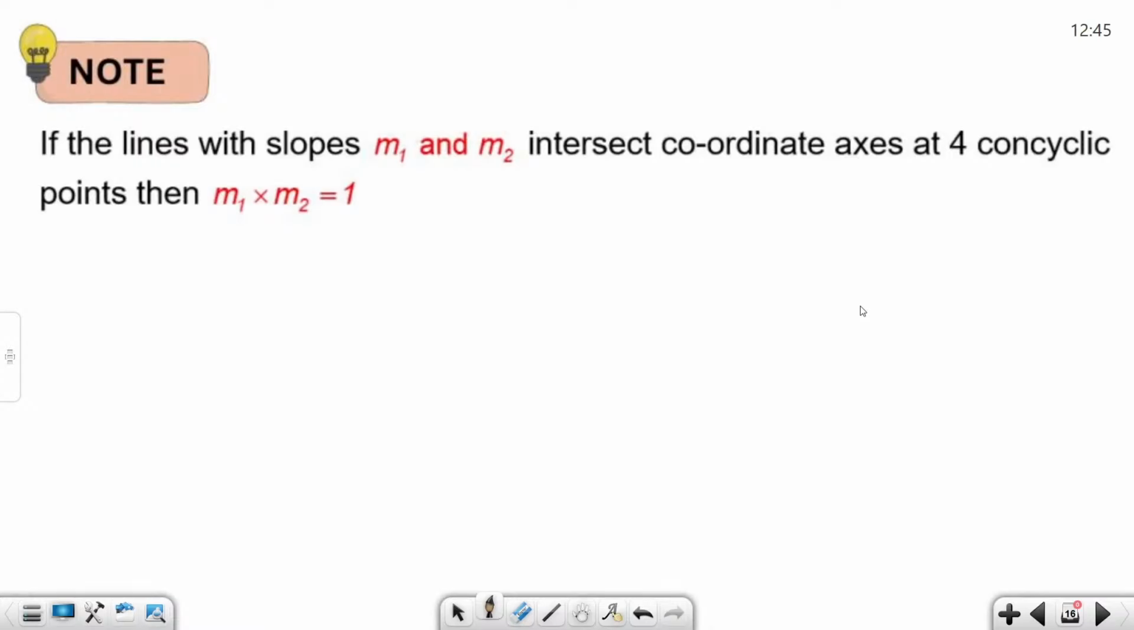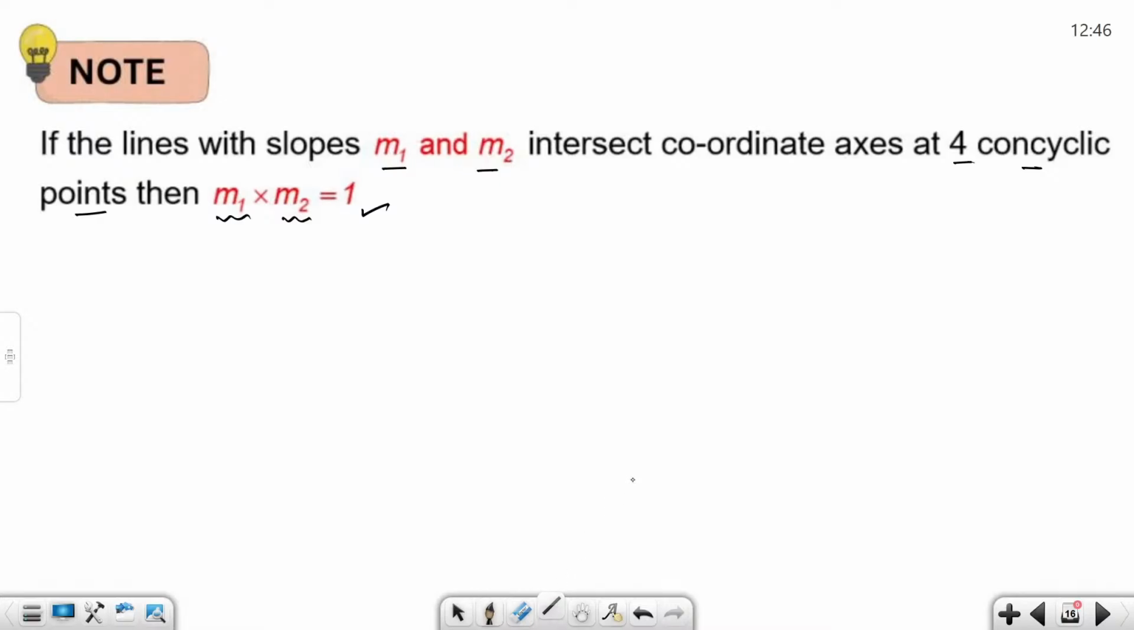Okay, so now let's move to another concept. It states that if there are two lines whose slopes are m1, m2, that intersect the coordinate axis at 4 concyclic points, then m1 into m2 is equal to 1, not minus 1, 1.